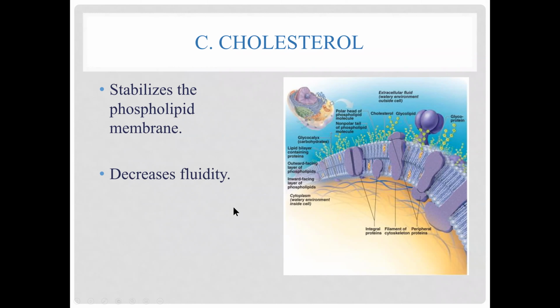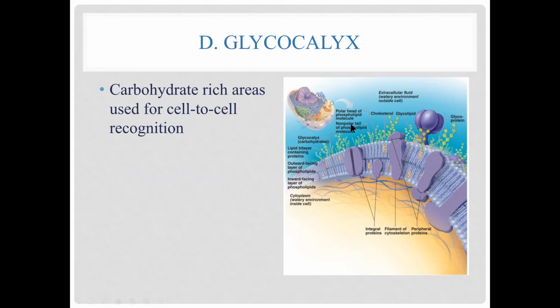They stabilize the plasma membrane and decrease some of the fluidity. You don't want it completely fluid, so they add stability to it. We have carbohydrate-rich areas. Some of these are lipids out here, some of these are carbohydrates, and they're responsible for cell-to-cell recognition.